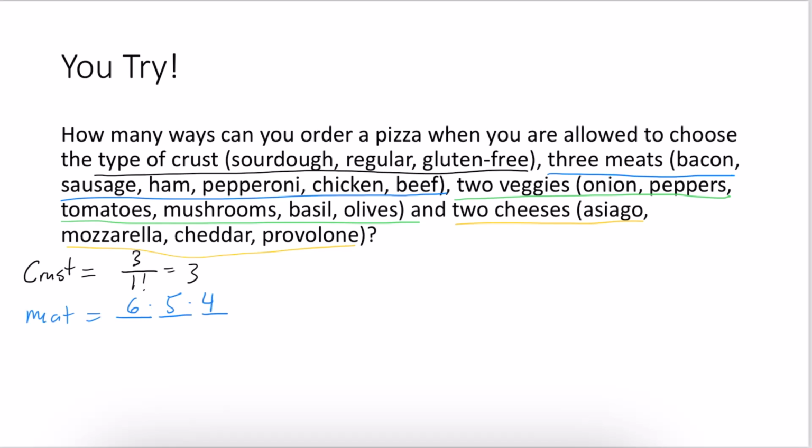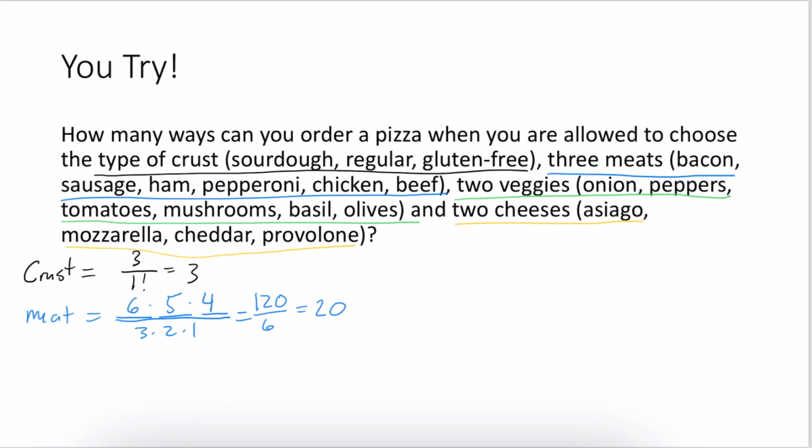And so we would divide this by 3 factorial because 3 factorial is the number of times that any triplet of meat will show up in the choice tree, represented by the 6 times 5 times 4. So when we calculate this out, 6 times 5 is 30, times 4 gives us 120, and then 3 times 2 times 1 is 6. When we do 120 divided by 6, we get 20 different ways you could choose the meat.